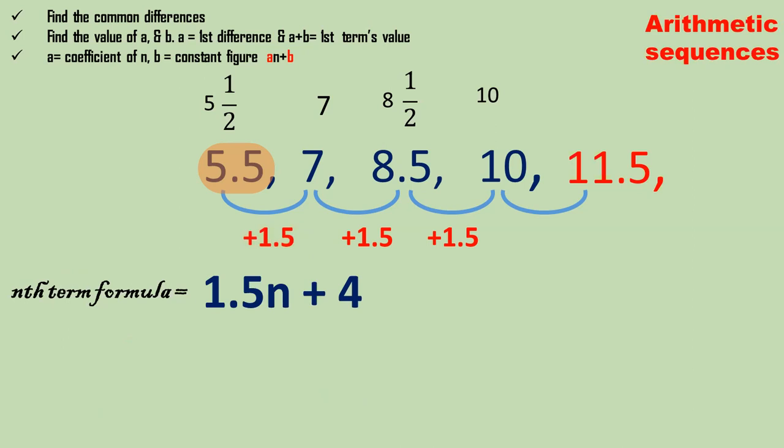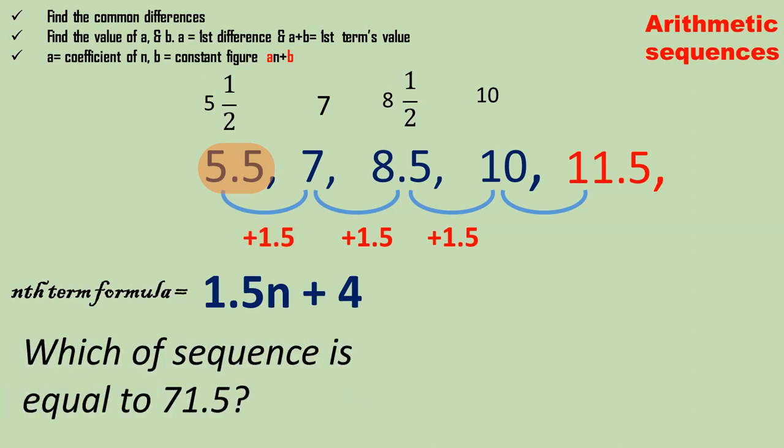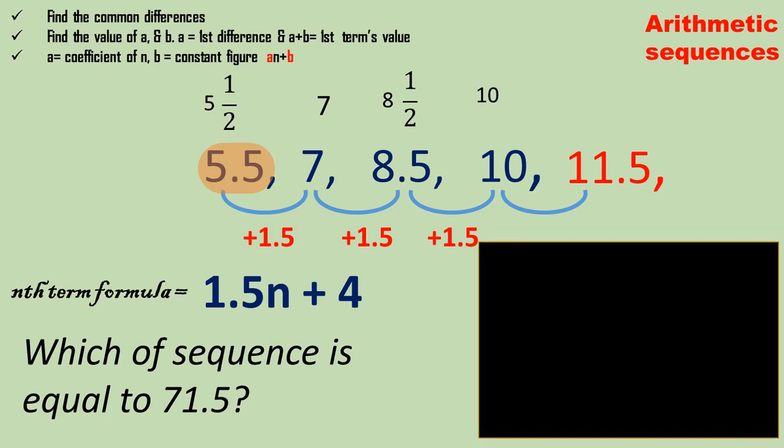The examiner can also ask this type of question. For example, which term of the sequence is equal to the value 71.5? If the value of the term is given and we need to find the number n, we will substitute the same value in the given nth term formula: 1.5 into x plus 4 is equal to 71.5.